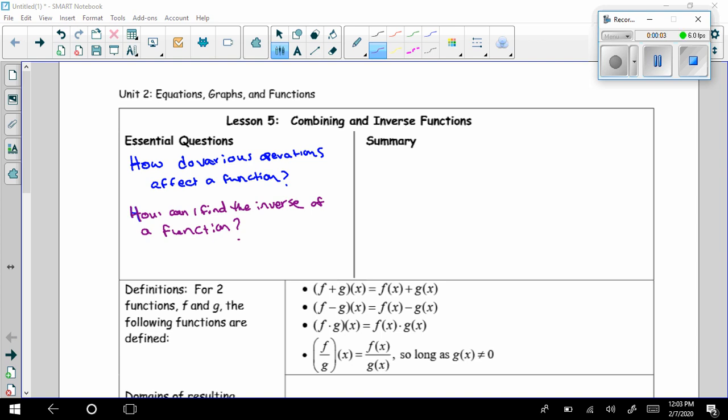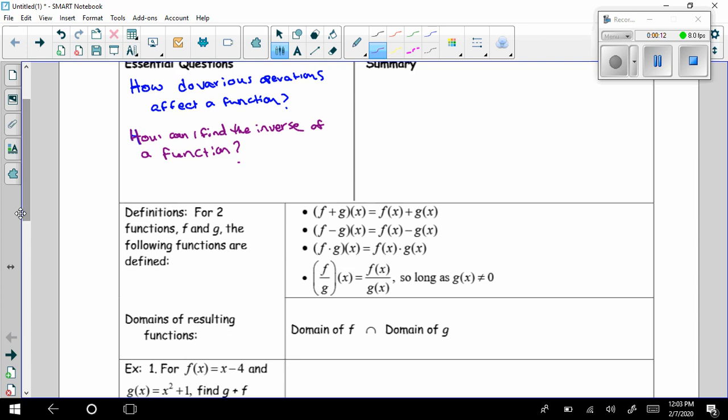Hey guys, so Unit 2, Lesson 5, Combining and Inverse Functions. This is going to be hopefully a shorter video than the one already posted. So we're going to go fairly quickly through this.